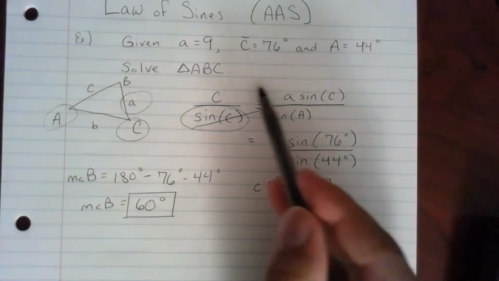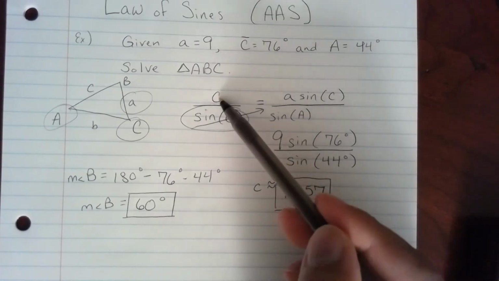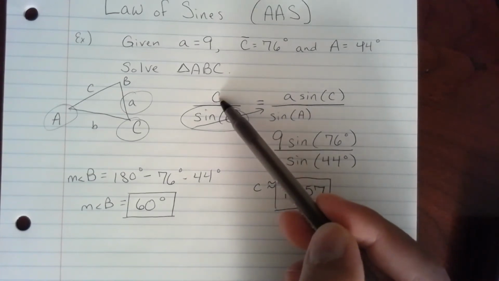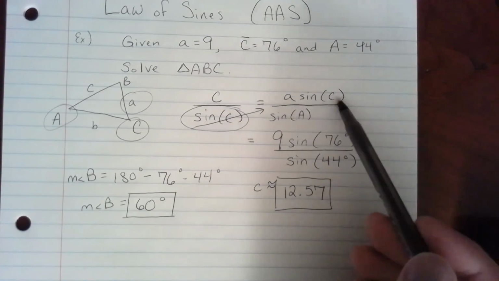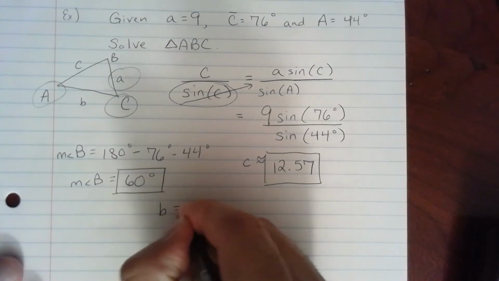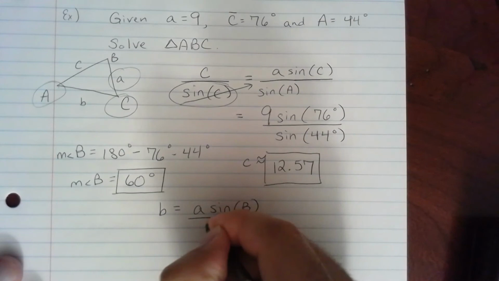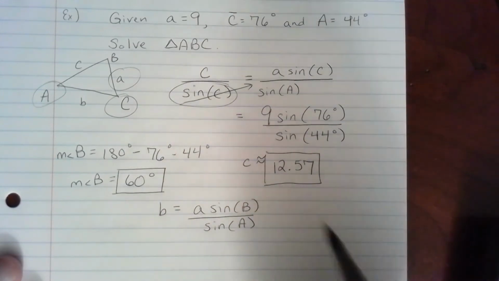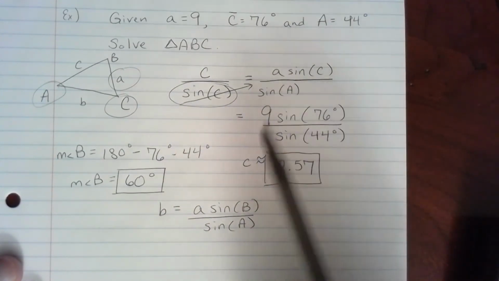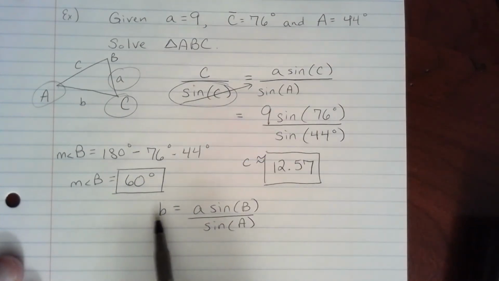If I look over here, I know that I need to find little b, just like I needed to find little c earlier. To find little c, I did a times sine of big C over sine of big A. In the same way, little b is going to be a sine of big B over sine of big A. So compare these equations, up here and down here. If you need to take a second to figure out how I set this up, hopefully that makes sense. We just took little c and big C and replaced them with little b and big B.